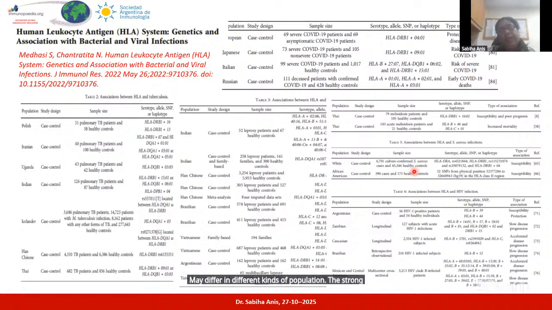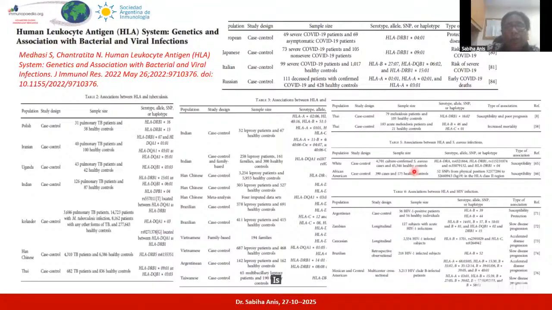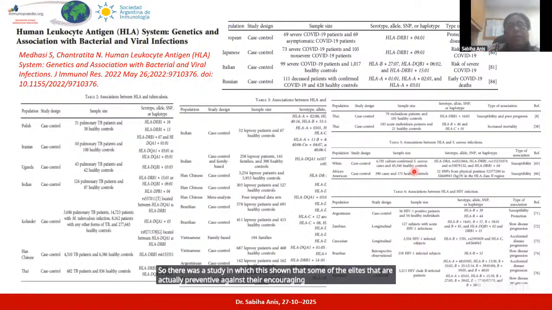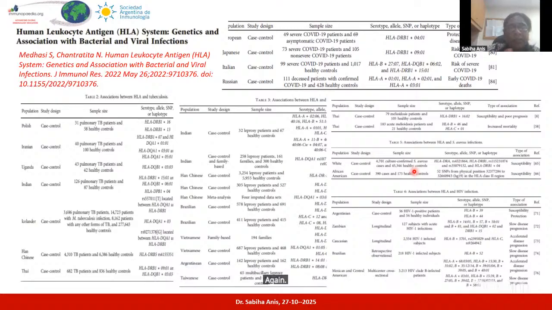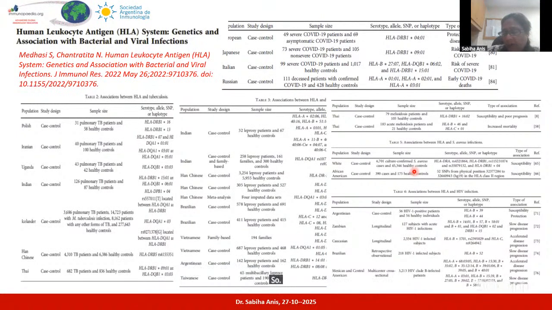The strong associations, like HLA B27 with ankylosing spondylitis, are also not at the genetic level but at the allelic or suballelic levels. There was a study which showed that some of the alleles are actually preventive against ankylosing spondylitis, whereas some of the alleles were associated with it. Again, in celiac disease it is actually DQ2.2, and it has been proven why it is associated with celiac disease. So all of these need a lot of experimentation and studies to prove these associations.